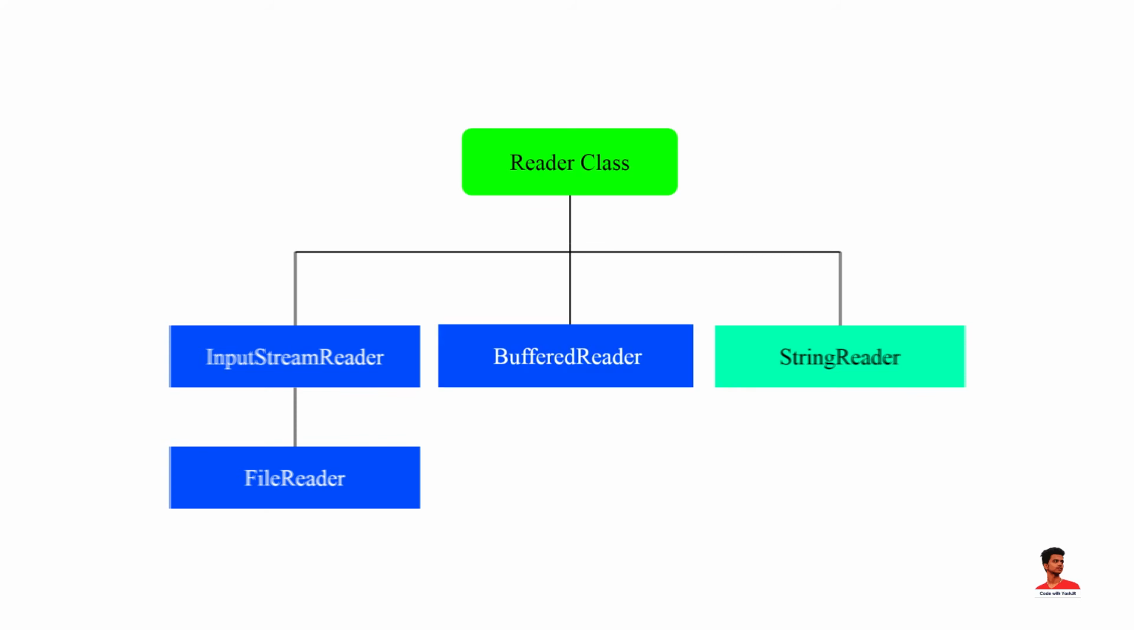The BufferedReader class of the java.io package can be used with other readers to read data more efficiently. It extends the abstract class Reader. The BufferedReader maintains an internal buffer of 8192 characters.